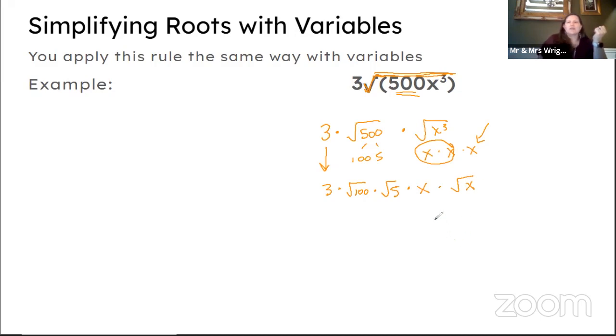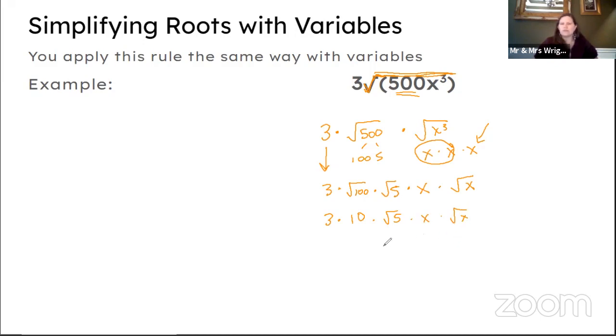Okay, so here I've got 3 times square root of 100, times square root of 5 times x times square root of x. Well, there's one more thing I could simplify here. 3 times square root of 100. That's the thing I can simplify and make it a 10 times square root of 5 times x times square root of x. Well, I like that, but I don't like the order of it.